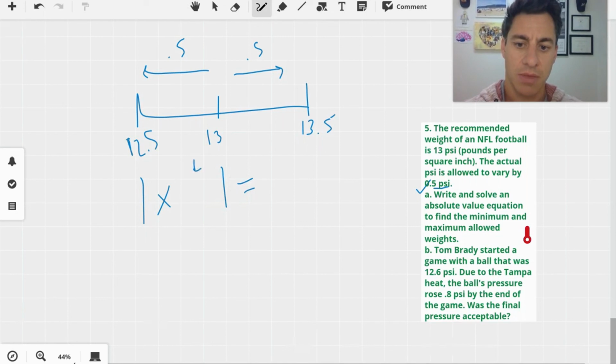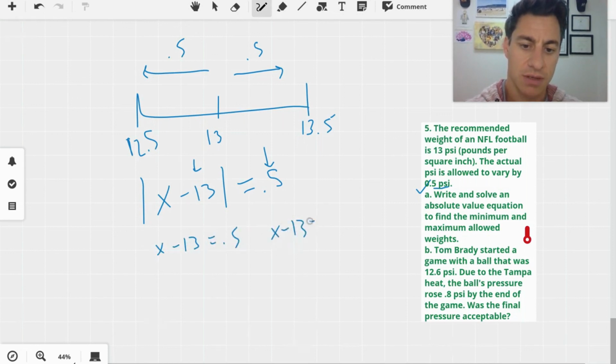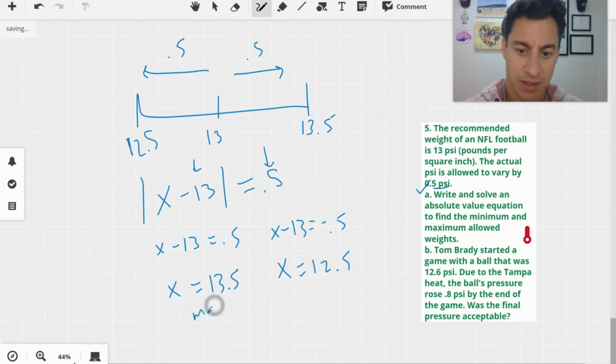I know I'm going to drop my midpoint right here, opposite sign. And I know I'm going to drop my distance to my endpoints right here, and that's always going to be positive, so just 0.5. I solve my two equations. X minus 13 could equal 0.5. X minus 13 could equal negative 0.5. And we are going to get x equals 13.5 and x equals 12.5. So here's my max allowed weight. Here's my min allowed weight.